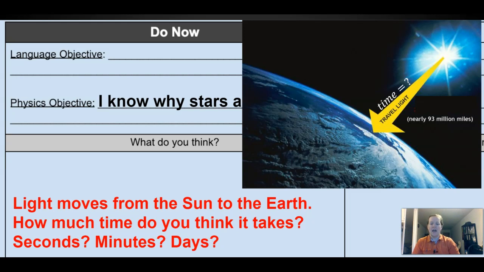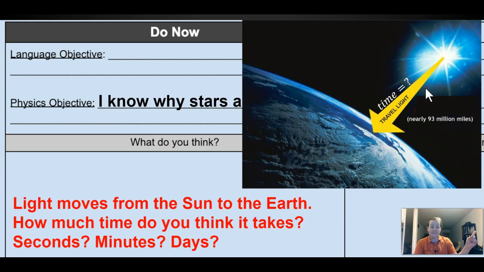You might write, I think it takes light 10 years. Or I think it takes light 1 second. What do you think? How much time? We're just making a hypothesis, just a guess. What do you guess?